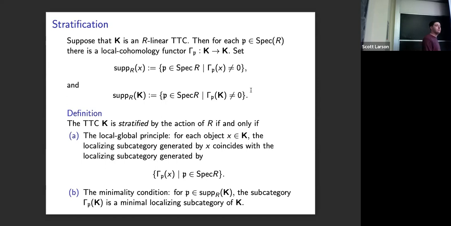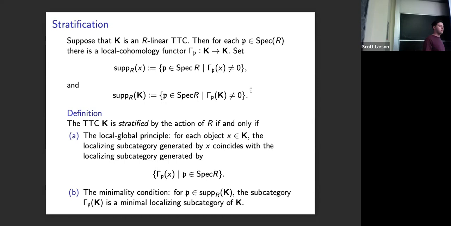So can you say what a localizing subcategory is? Yeah, so a localizing subcategory is a triangulated subcategory that's closed under taking coproducts, set indexed coproducts. So it's basically like you let an object generate a subcategory.